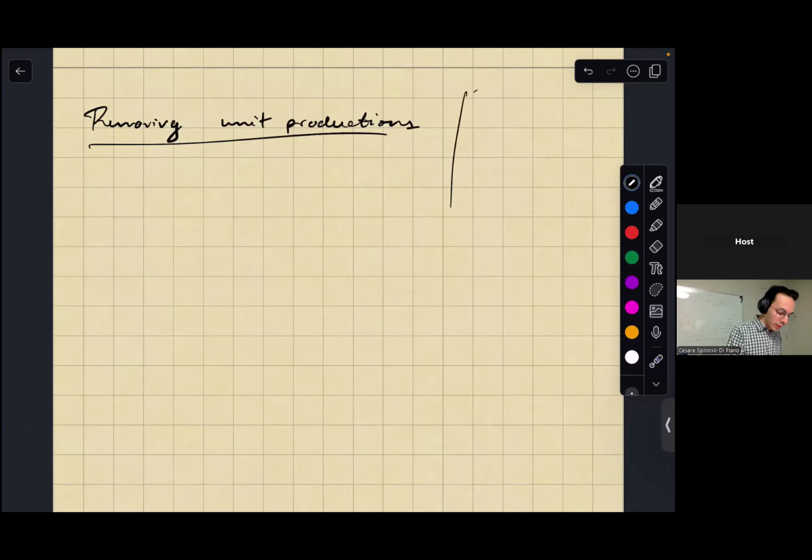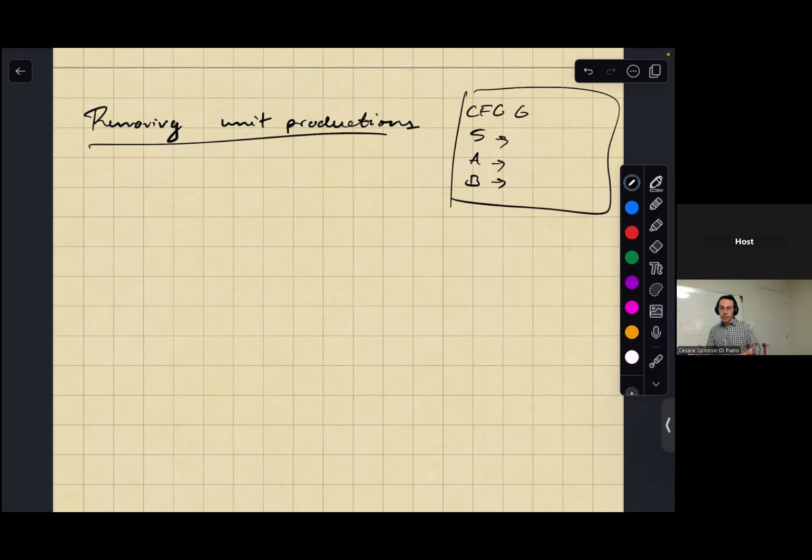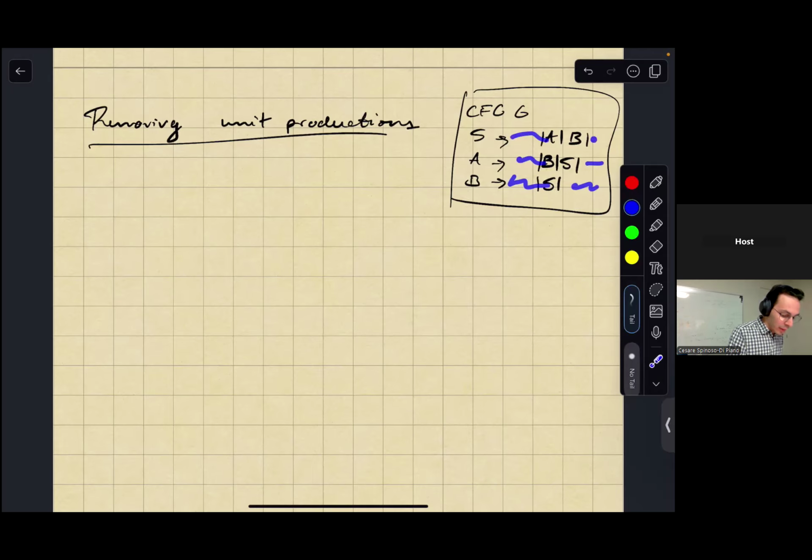So unit productions, if I have my context-free grammar G here, and I have some variables, unit productions are productions of the form some variable, a single variable on the left-hand side, and then a single variable on the right-hand side as well. So here I could have A gives you B and A gives you S. Here I could have B gives you S. Here I could have S gives you A or B, right? Then I could have more production rules on the left and on the right. And so the goal here is to remove all of these production rules, right? I want to get rid of these guys, right?